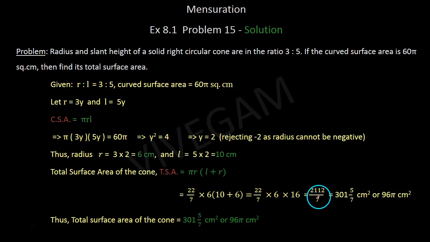So when you calculate all these things, you get 2112 divided by 7, that is equal to 301 and 5 by 7 centimeter square. Or, if we keep it in terms of pi, 16 6s are 96, it is 96 pi centimeter square. So either way we can write the answer. So the total surface area of the cone is 301 and 5 by 7 centimeter square, or 96 pi centimeter square.